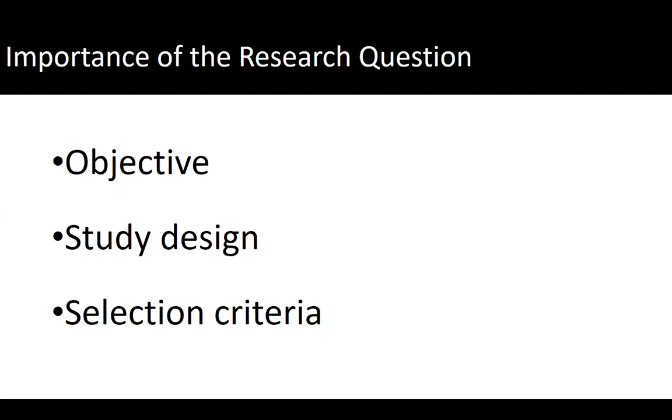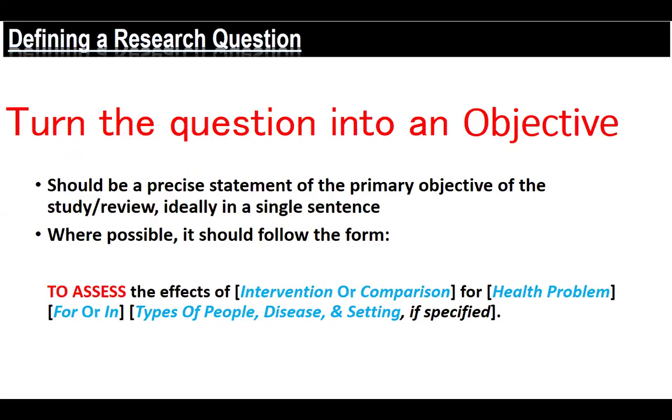Design, so you then have to convert this research question into an objective. The objective should be a precise statement of the primary aim. And if possible, the objective should follow this format: to assess the effect of an intervention or a comparator for a health problem. You define the people, you define the disease, you define the setting.